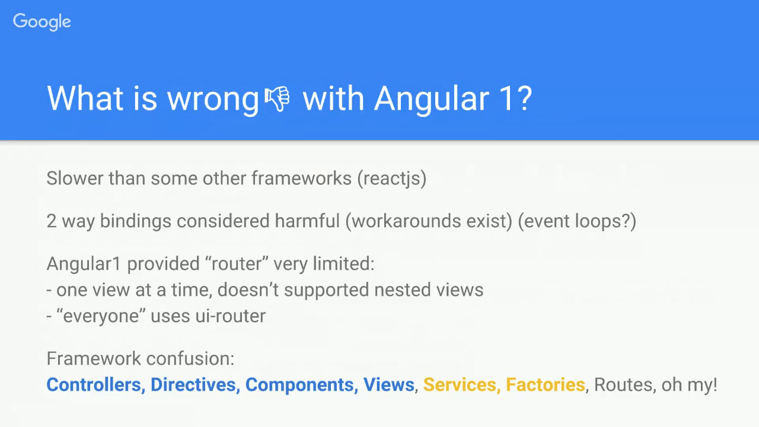So there are all these different things included with the Angular 1 framework. You've got controllers, directives, components, views, which are all related. And then in yellow here, services and factories, which are very similar as well, and then routes. There was a lot of evolution happening from when this was first released, I think only 2 or 3 years ago. It's about 6 or 7.